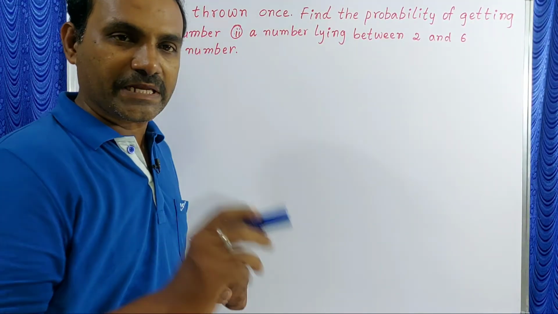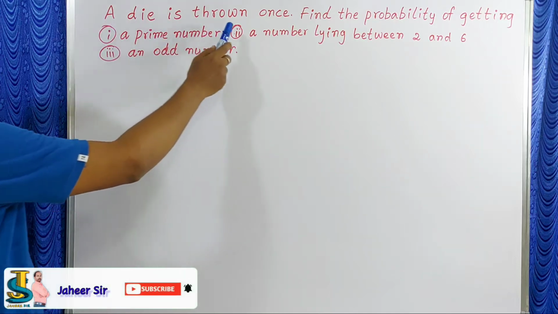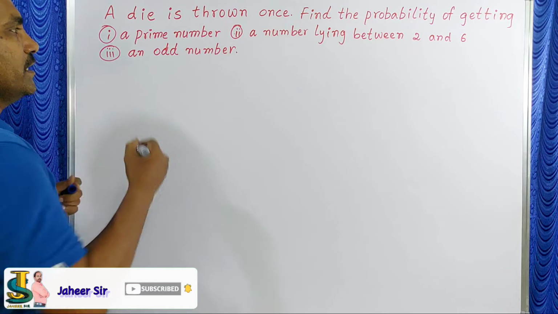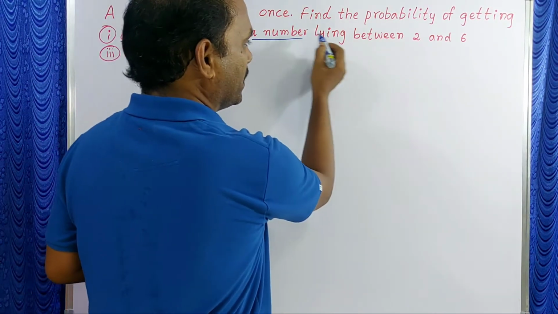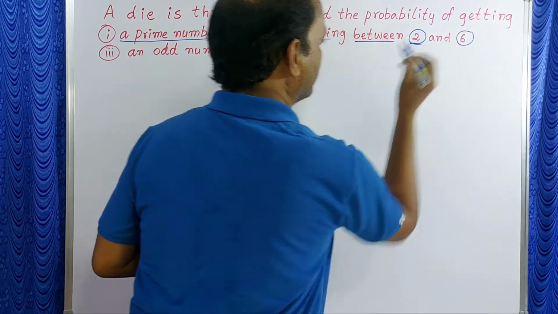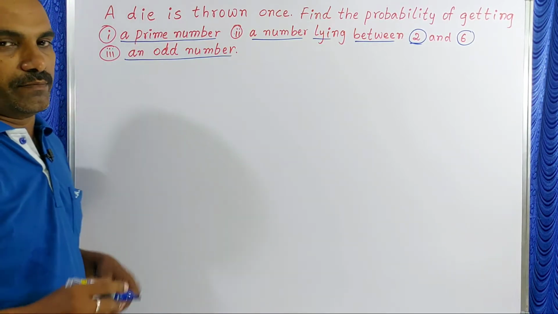First question from the class 10 textbook. A die is thrown once. Find the probability of getting: one, a prime number; two, a number lying between 2 and 6; three, an odd number.